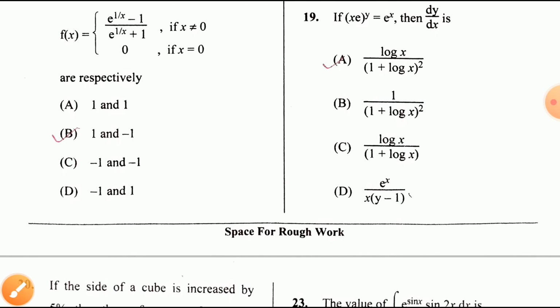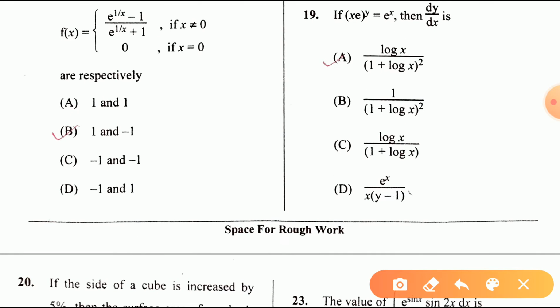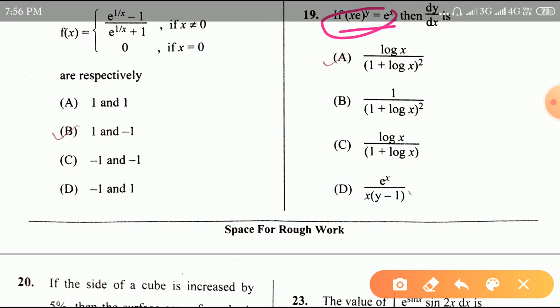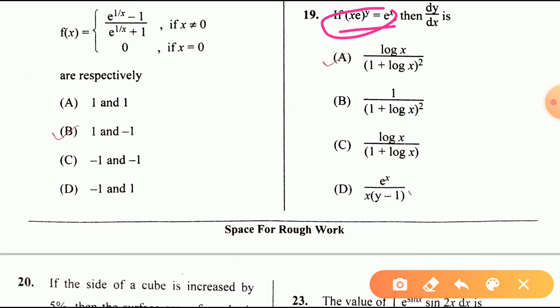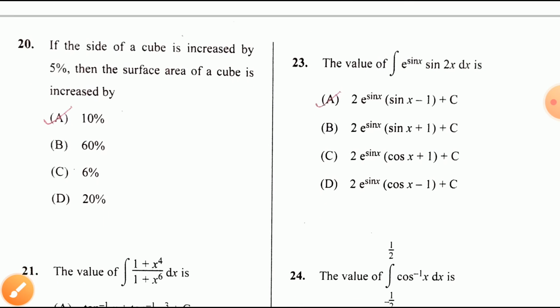Next, move on to question number 19. If x into e raised to y is equal to e raised to x, then dy by dx is, here first apply log on both sides of this equation, then after simplification we get, differentiating with respect to x, dy by dx is equal to this result, log x divided by 1 plus log x whole square.